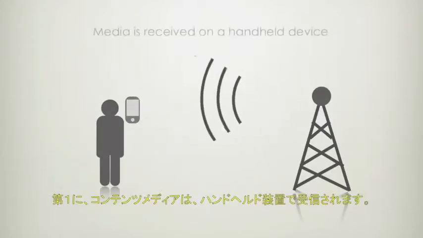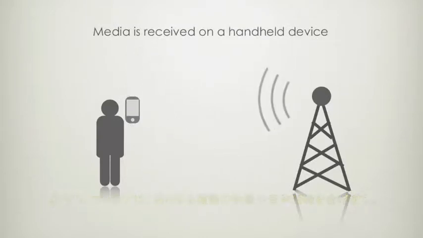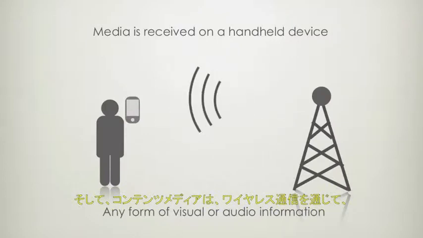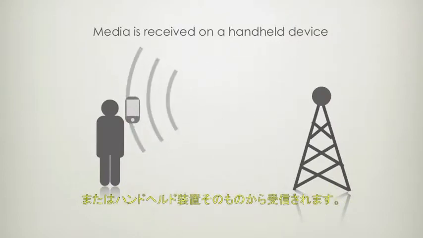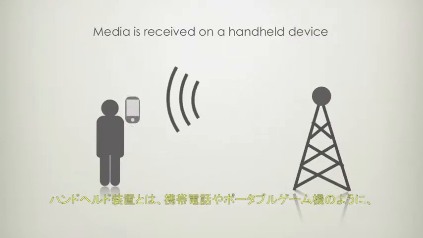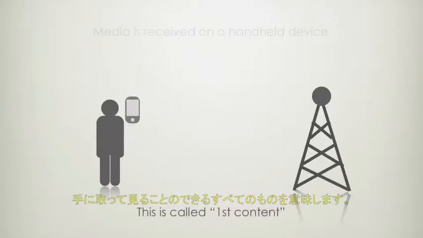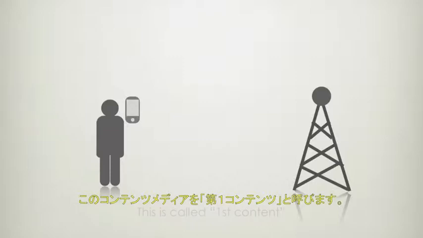First, media is received on a handheld device. Media includes any form of visual or audio information and can be received as a wireless transmission or directly from the device itself. Handheld device means anything you can hold in your hand, like a mobile phone or a game device. This information is called first content.